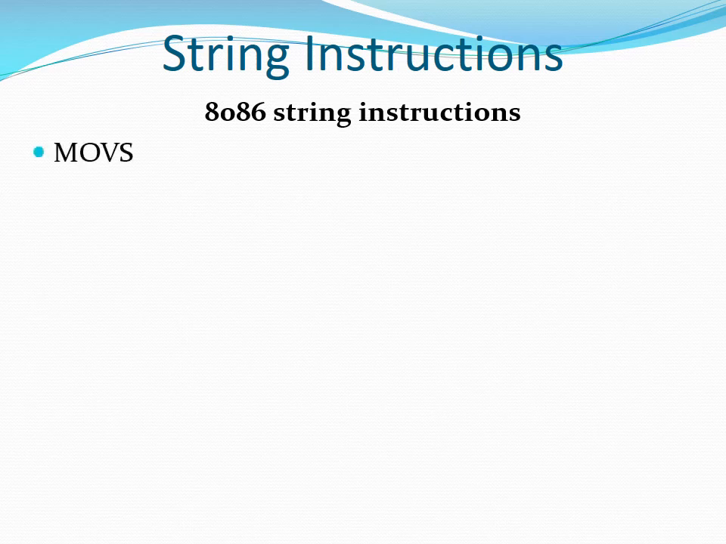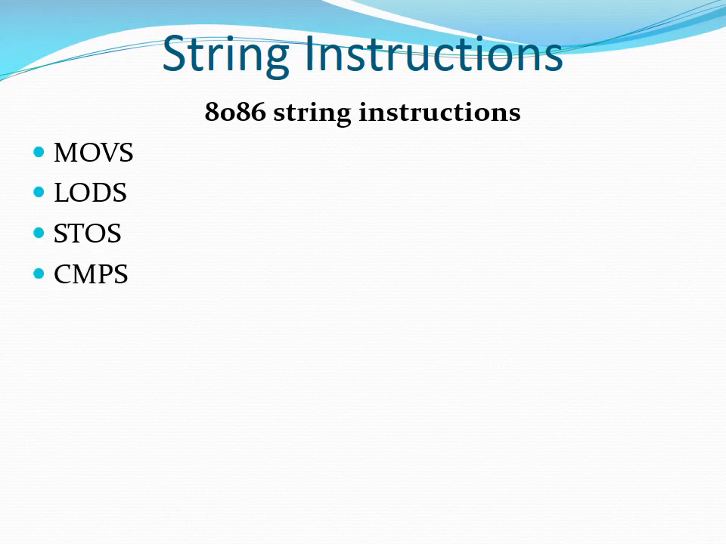The move string instruction copies an item from the memory location pointed to by SI to the memory location pointed to by DI. After that, it adjusts SI and DI. The load string instruction loads the item in memory location pointed to by SI into the accumulator. After that, it adjusts SI. The store string instruction stores the contents of the accumulator into the memory location pointed to by DI. After that, it adjusts DI.